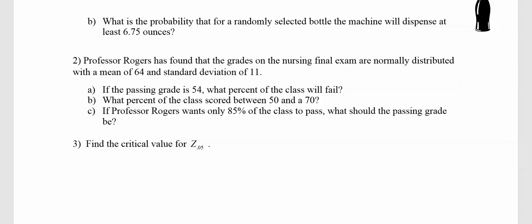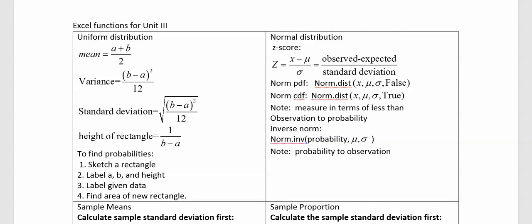All right, number 2, we're going to switch distributions to talk about the normal. So we have a professor that's got grades on a final exam, normally distributed. It's a mean of 64 and a standard deviation of 11. And if the passing grade is 54, what percent of the class will fail? So let me run to the formula chart here. In this case, I want to calculate the probability of a certain observation happening, and that's going to be either the norm PDF or the norm CDF.